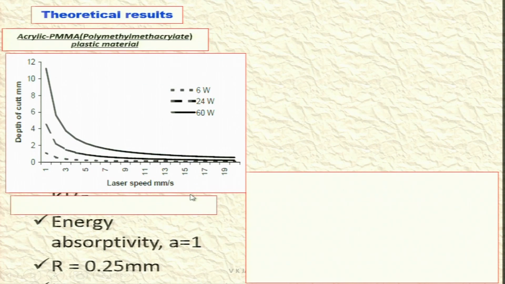Theoretical analysis, acrylic. You can see here depth of cut versus laser speed. As laser speed is increasing, depth of cut is decreasing because the time available for the material to be removed by melting and or vaporization is decreasing. That's why you can see the depth of cut is continuously decreasing and it is becoming asymptotic. And as the power is increasing, depth of cut is also increasing. This is for 6 watts, 24 watts and 60 watts.